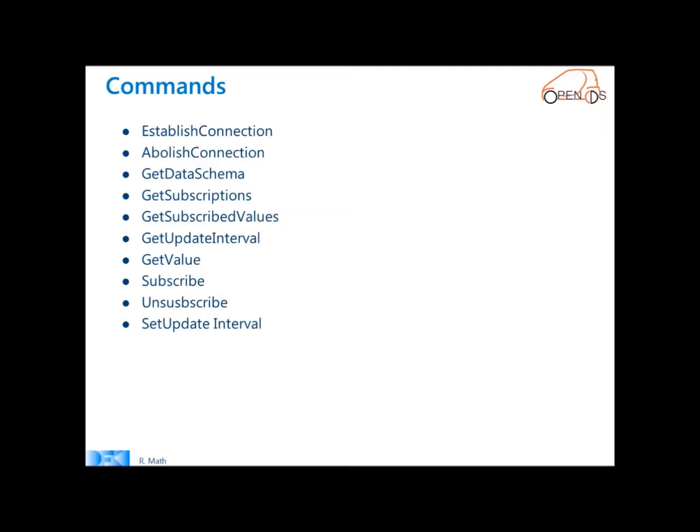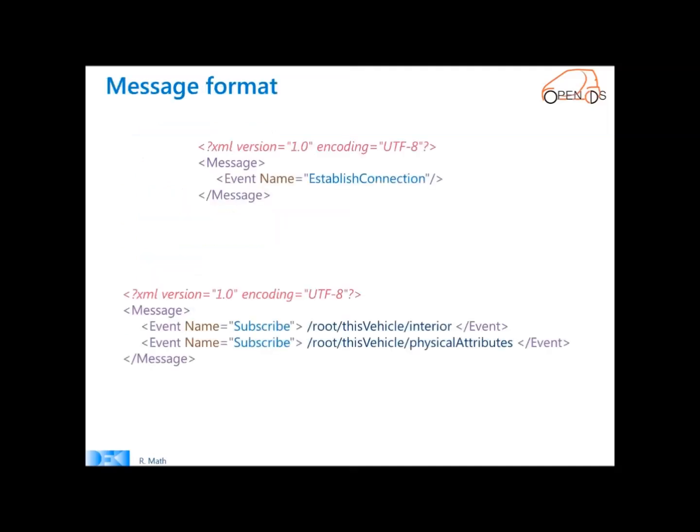Get update interval and set update interval: you can set the time between two update messages. With get value, you can get a single value you want, and then you can subscribe and unsubscribe. So these are two examples for the message format. As you can see, in the second message, it's also possible to send multiple commands in one message.